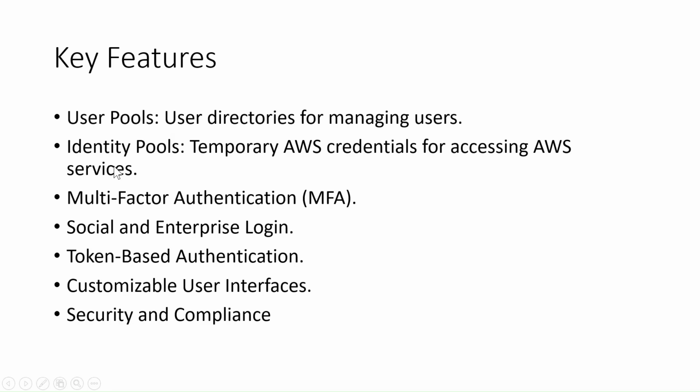The second key feature is the identity pool. It provides temporary AWS credentials for accessing AWS services. It will provide temporary access to AWS services, so users can interact with things like S3 or DynamoDB without needing separate credentials. And the third thing is multi-factor authentication, that is MFA. It adds an extra layer of security by requiring a second verification step, like a code sent to your application or phone.